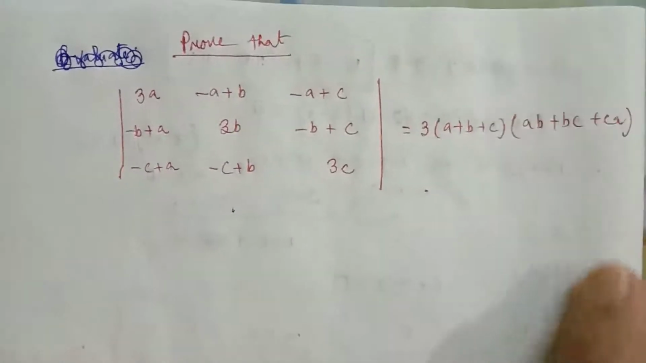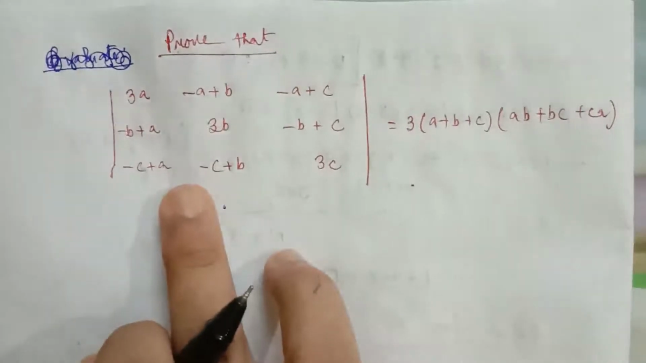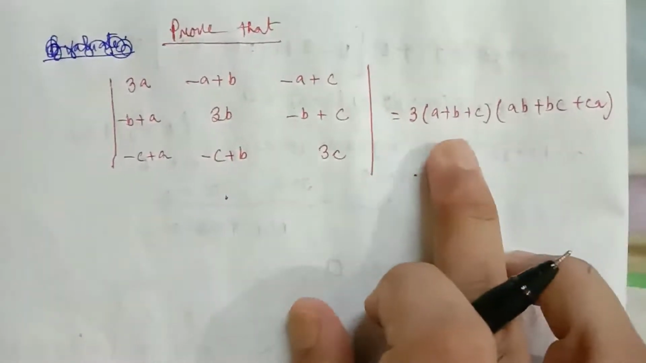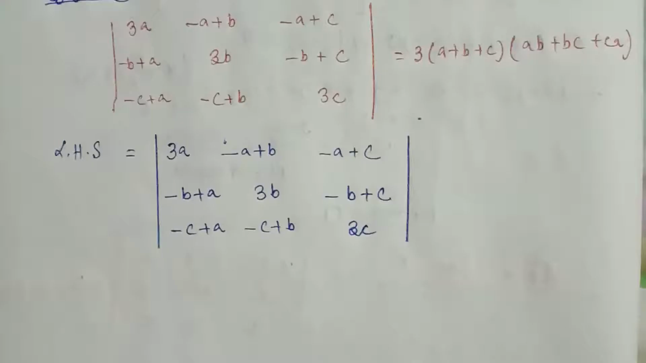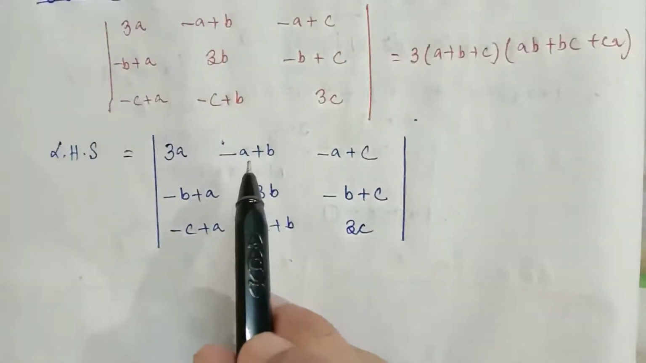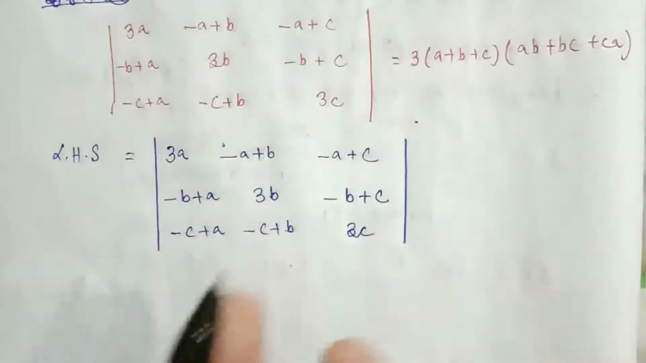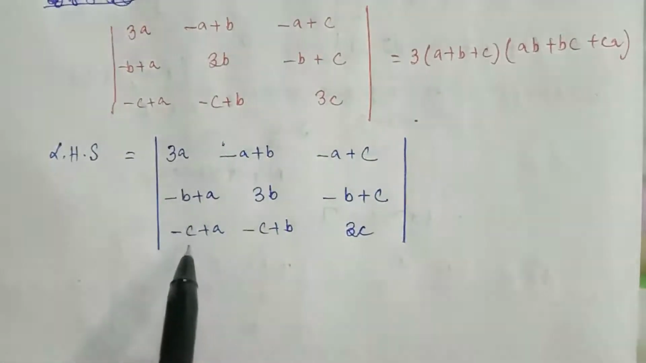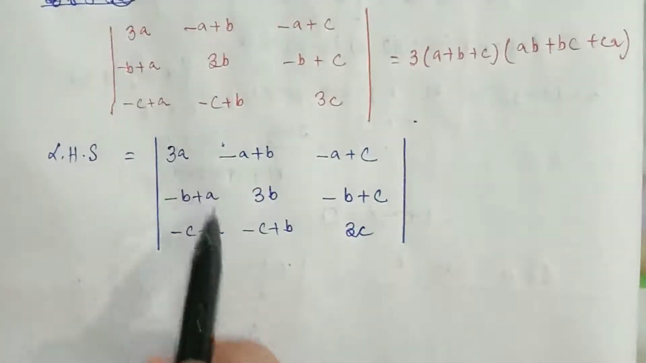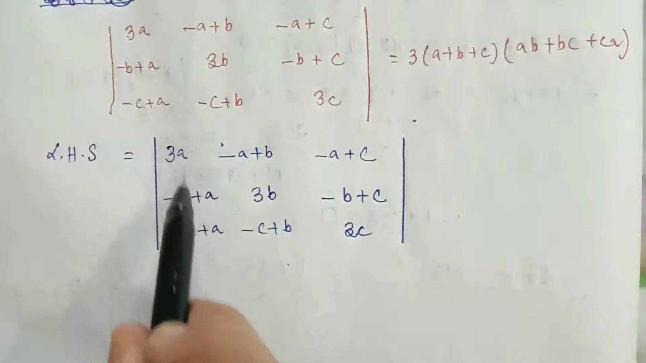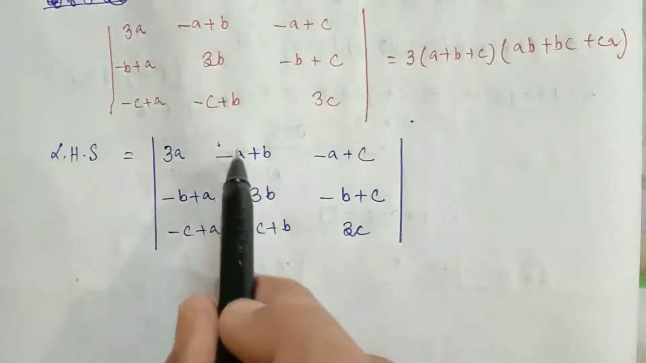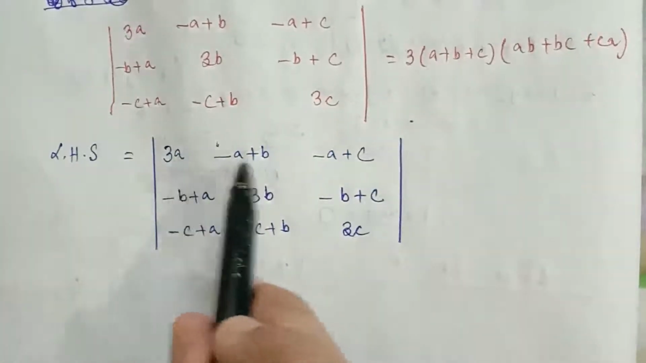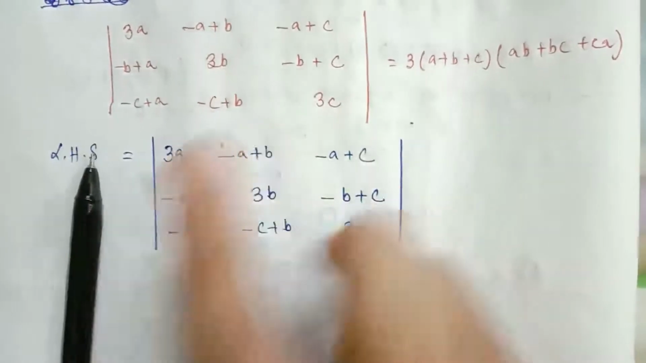Our next question is to prove the value of this determinant is equal to 3 into a plus b plus c into ab plus bc plus ca. Let us start from the left hand side. Now you can see we have to bring zeros in the determinant. If we add this 3, we will get 5a minus b minus c here. If we add this 3, we will get 5b minus a minus c. That means the sums of these 3 are not equal.